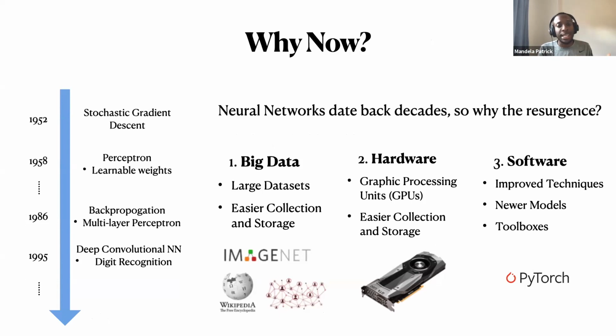So we have big data, where we have these massive data sets, which has been facilitated mostly due to the internet. So you have sources such as Wikipedia, which has this large library of human knowledge and human text. ImageNet, which is a popular image data set, which has facilitated the growth of this field, because these models are extremely data hungry. So the growth of data has really facilitated the advancement of the field.